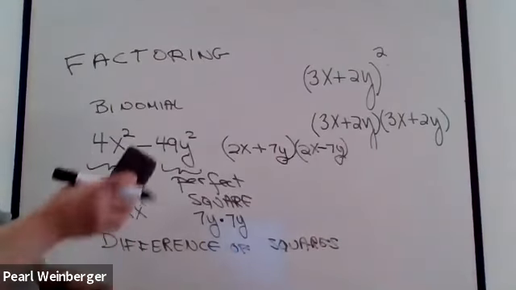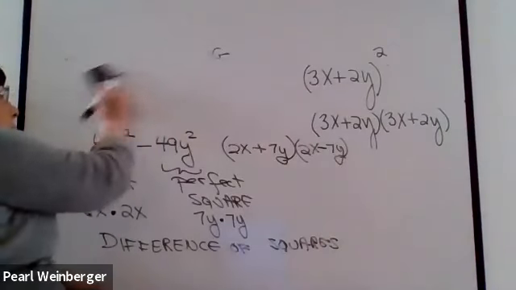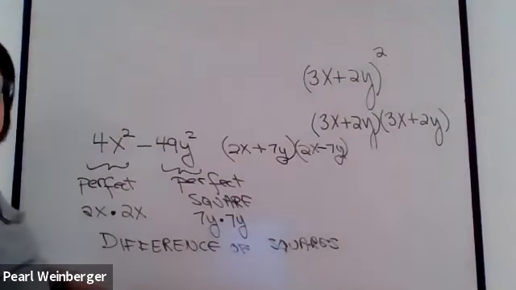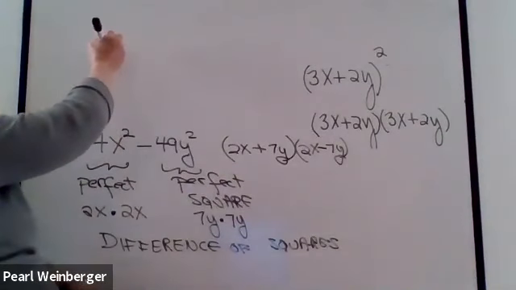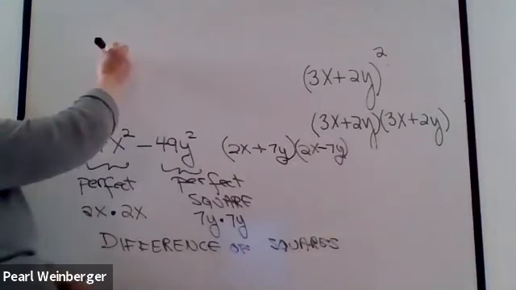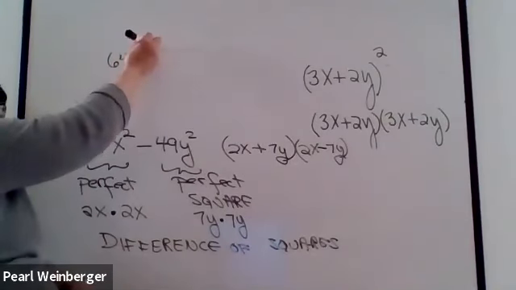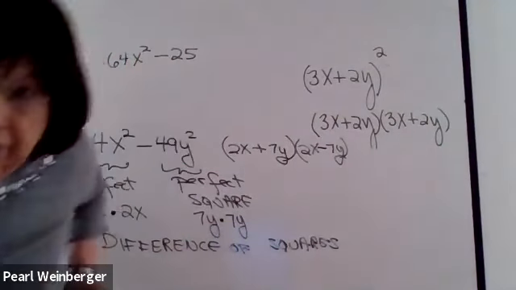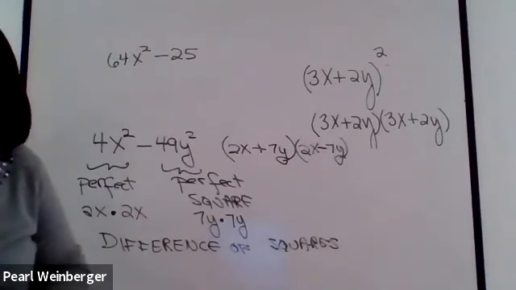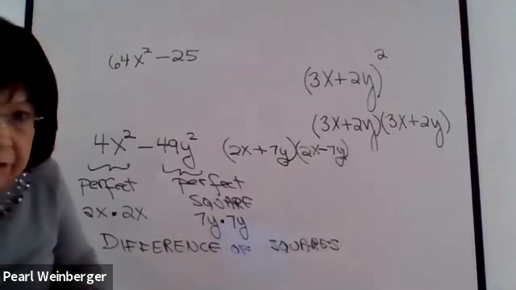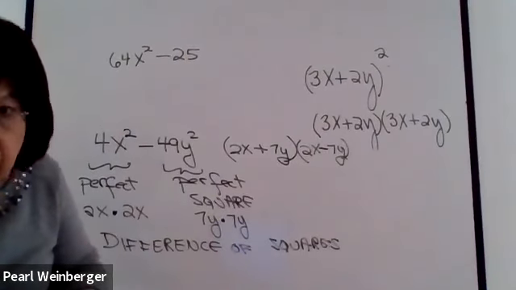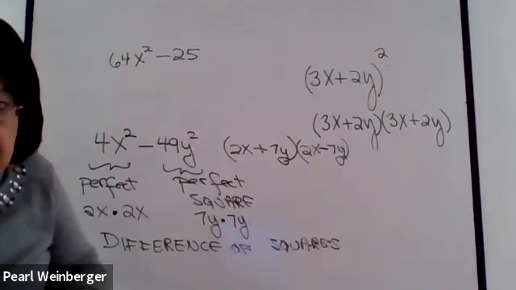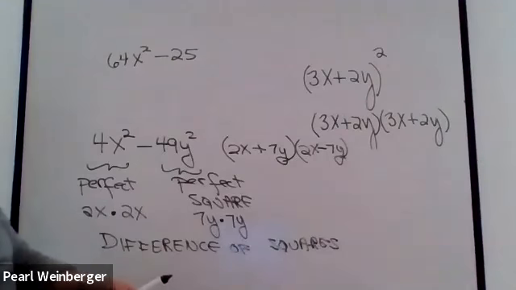Let me give you another problem. Suppose I had given you this: 64x squared minus 25. And I look at that. Is it the difference of squares? Yes or no? Anybody? Is this the difference of two perfect squares? Yeah, it's a perfect square. Right. Both of you, Cheryl said yes also.